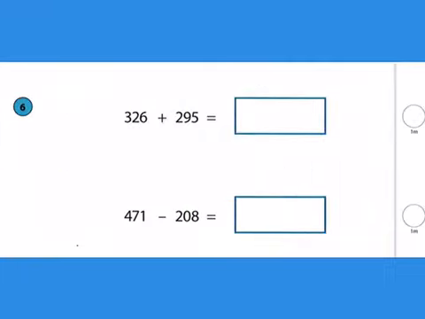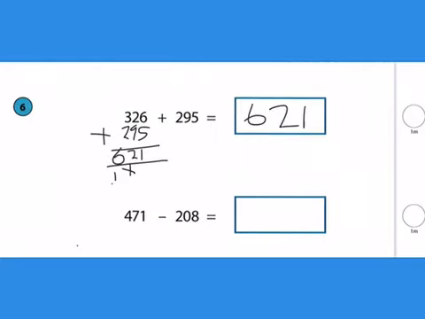Okay, 326 plus 295. 6 and 5 is 11. 1 in the 10, 1 in the units. 2 and 9 is 11, plus this one is 12. 3 and 2 and 1 is 6. 621.